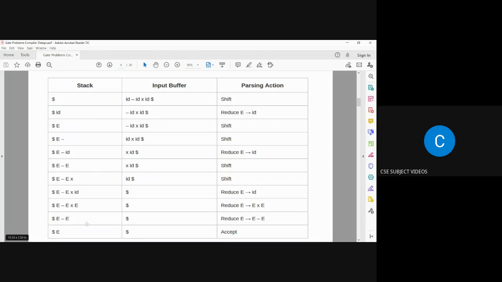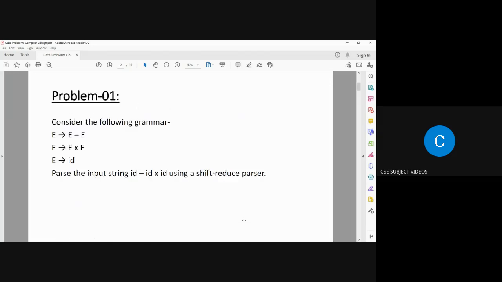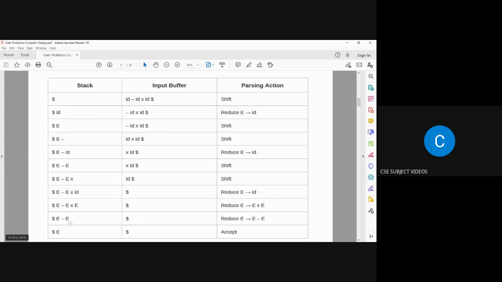What will we do next? Reduce E minus E, since E tends to E minus E. According to this production we will reduce E minus E by E. E minus E is reduced by E. So according to the first production in our problem, E tends to E minus E, we reduce E minus E by E.